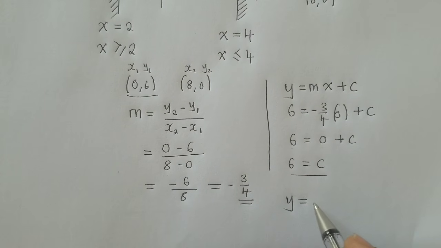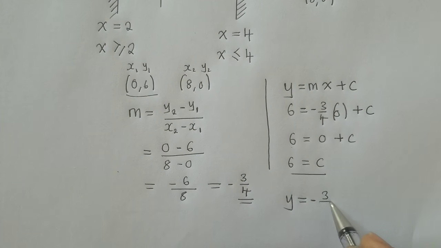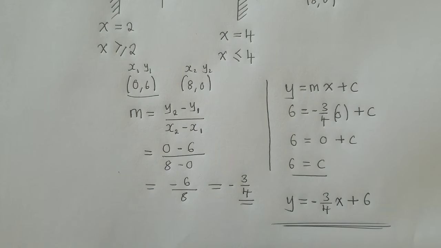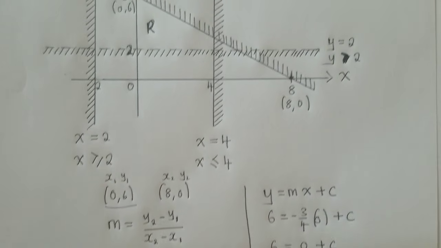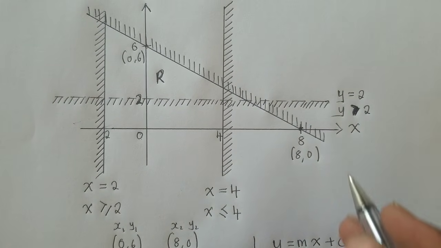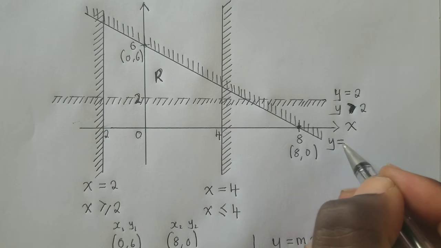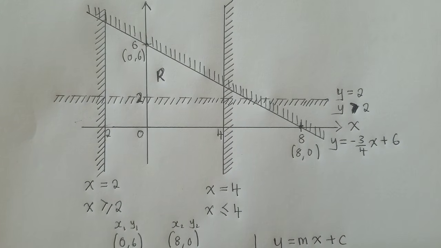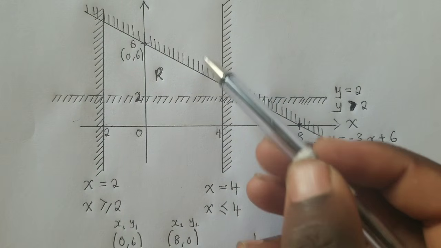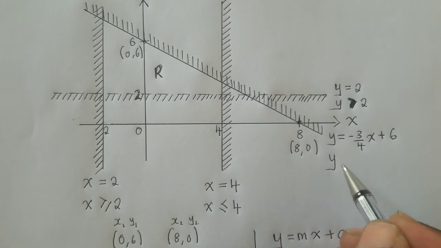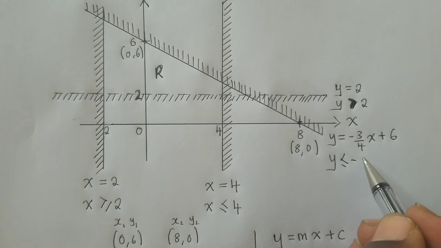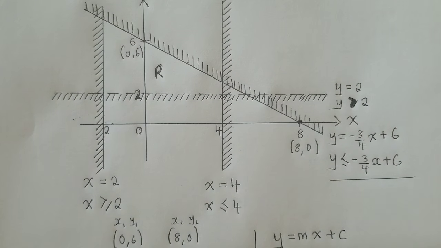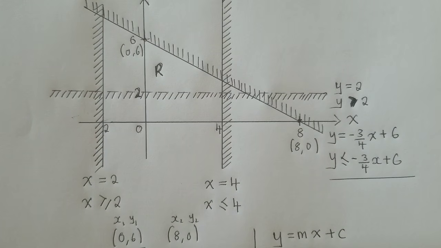So I can say y is equal to, my m is negative 3 over 4, x I'll maintain, plus 6. So this is my equation of a straight line: y is equal to negative 3 over 4 x plus 6. Now to show the inequality, where is it shaded? It's the greater which is shaded. So I'm going to say y is less, the opposite, less than or equal to negative 3 over 4 x plus 6. This is my answer. So I've written the 4 inequalities right here.